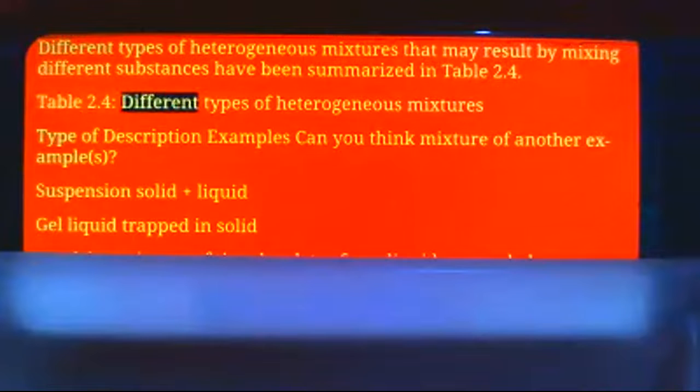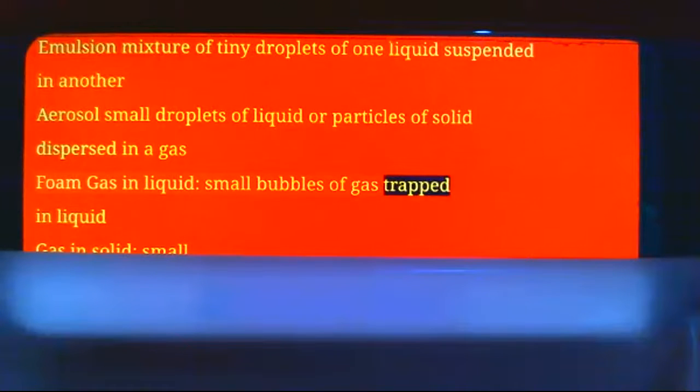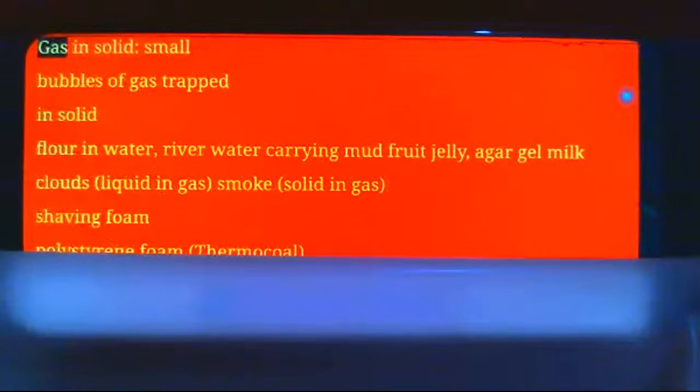Table 2.4: Different types of heterogeneous mixtures. Type, description, examples. Can you think of other examples? Suspension: solid plus liquid. Gel: liquid trapped in solid. Emulsion: a mixture of tiny droplets of one liquid suspended in another. Aerosol: small droplets of liquid or particles of solid dispersed in a gas. Foam: gas in liquid, small bubbles of gas trapped in liquid. Gas in solid: small bubbles of gas trapped in solid.